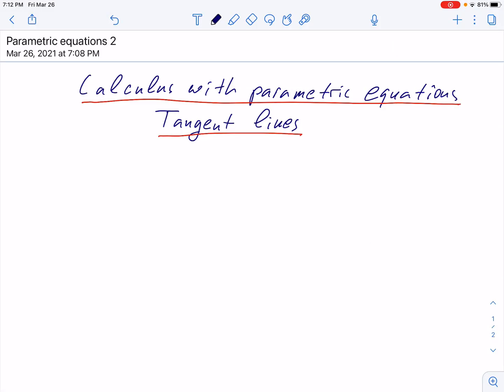Hello, today we shall learn how to do some derivatives with parametric equations and how to construct tangent lines. Suppose we have a curve in parametric form, with equations x equals x of t, y equals y of t. Let's say the curve looks like that. And suppose we have a point on the curve with coordinates x0, y0, and we want to construct a tangent line, which will look like this.